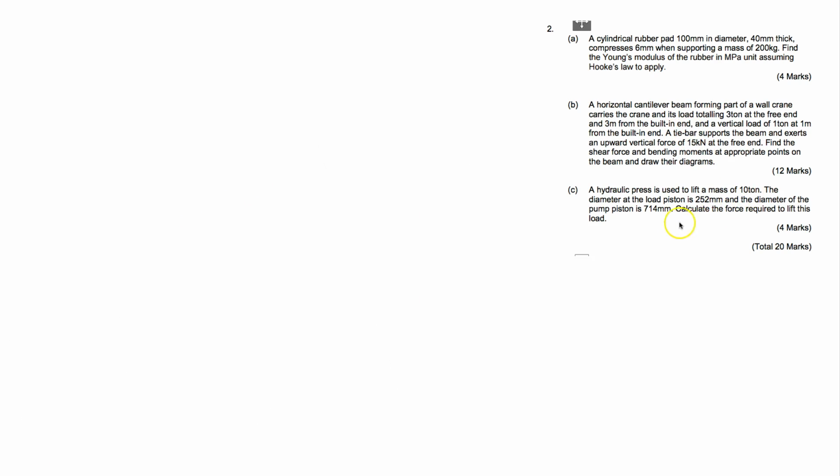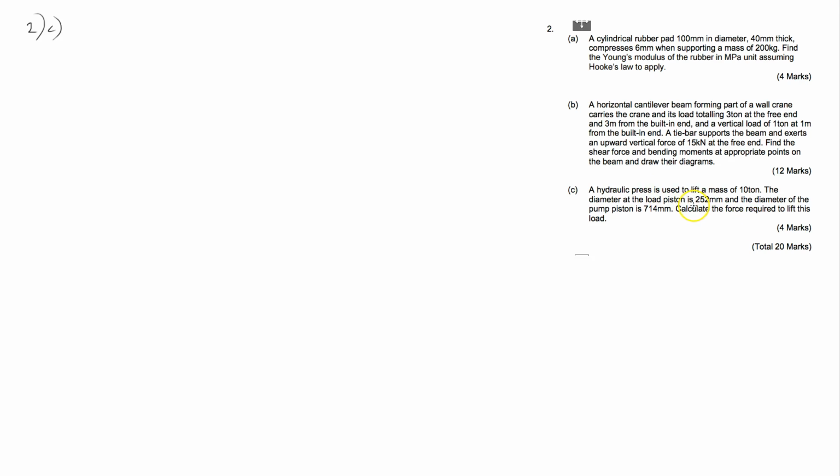Part C, a hydraulic press is used to lift a mass of 10 tons. The diameter, so we're talking about diameters of pistons. Right then, this is a master-slave cylinder setup and is Pascal's principle. You should be able to recognise that from Pascal's principle. So let's set the question up and attack it. It's actually relatively simple, straightforward.